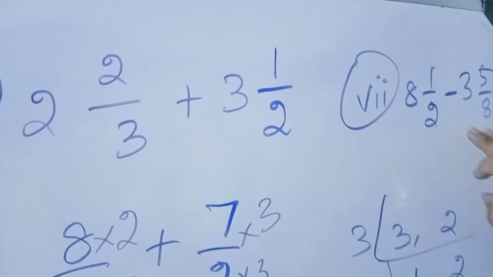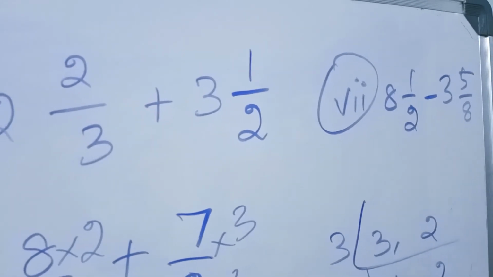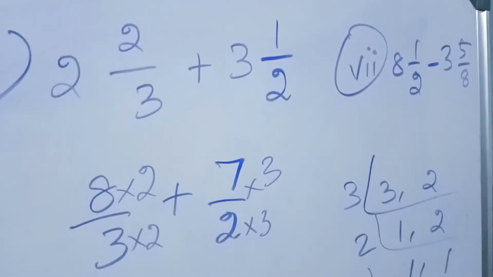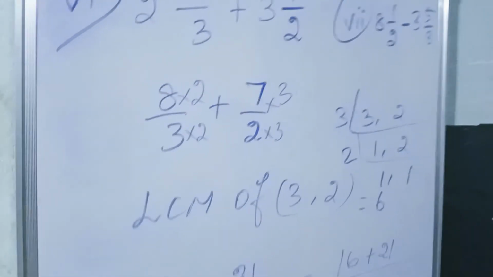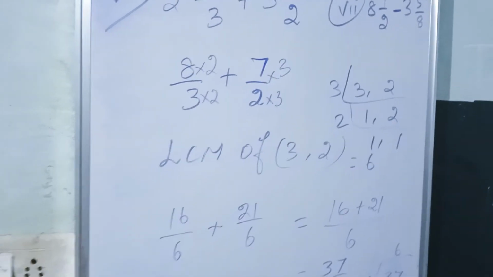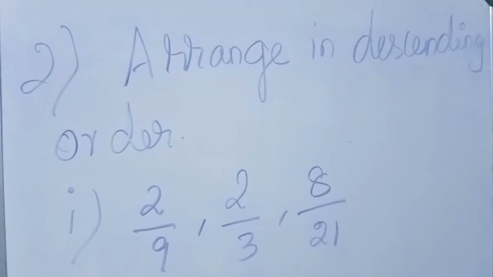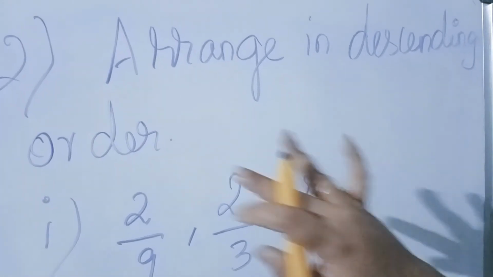Now 7th one, 8 1 by 2 minus 3 5 by 8. Okay. The same model. You have to change to improper fraction. After that, you can find LCM, then subtract. Okay. Do it yourself.